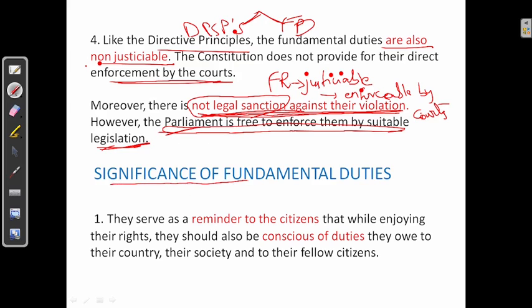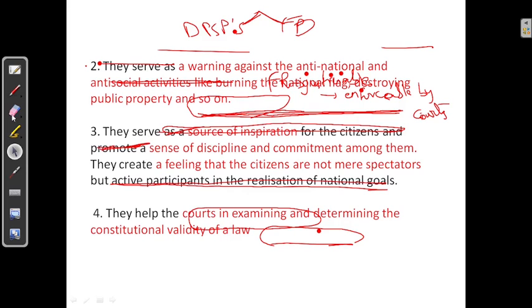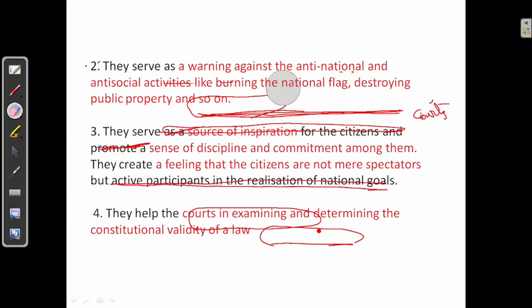Next, significance of fundamental duties. They serve as a reminder to the citizens that while enjoying their rights, they should also be conscious of their duties. Okay, what is the significance of fundamental duties? It serves as a reminder to the citizens that they should be conscious about their duties while enjoying their rights.